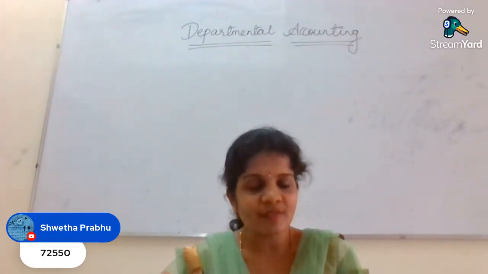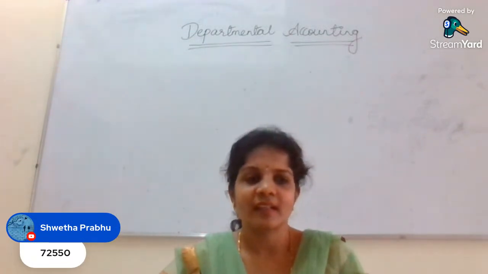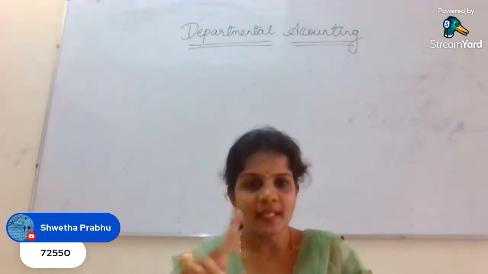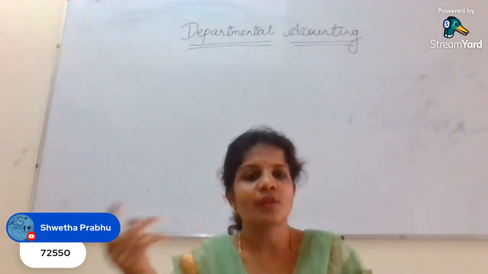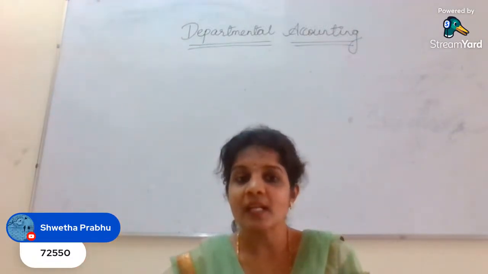Which ratio do we have to account? On what basis do we have to record? Whether equally we have to divide between two departments, or in the ratio of 1:2, or in the ratio of 1:3, like that. How to divide? So that is a big question here.